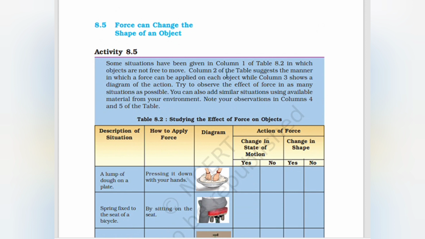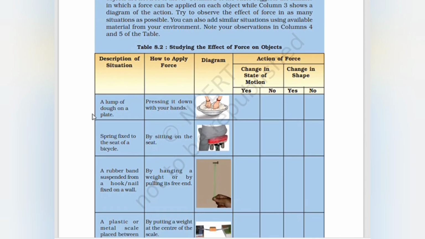Consider some situations in column 1 in which objects are not free to move, such as the manner in which force can be applied on each object. Try to observe the effect of force in many situations. A lump of dough on a plate, pressing it down with your hands. Lump of dough means മാവ്, we are kneading it.